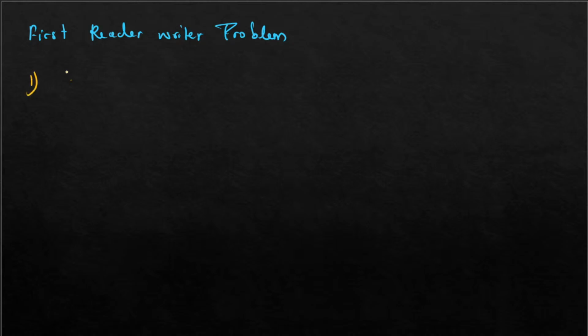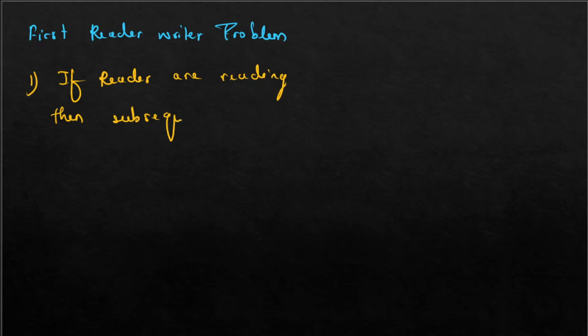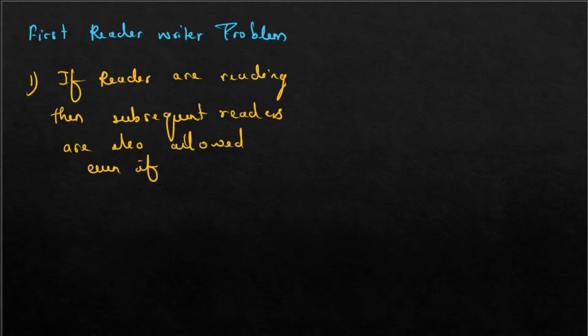So the very first is, if readers are reading, then subsequent readers are also allowed, even if writers are waiting. Even if writers are waiting. So this is the reader writer problem.